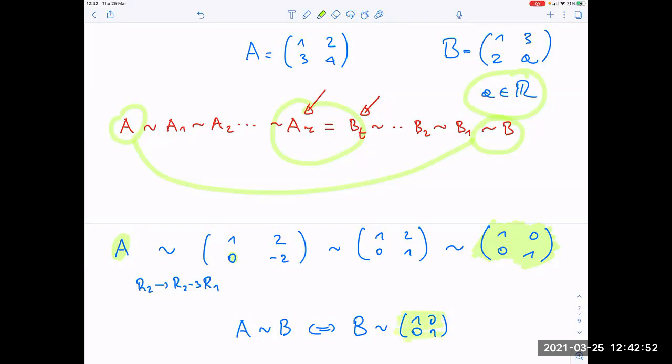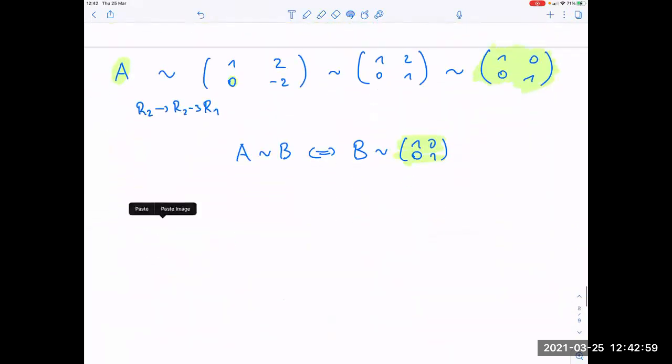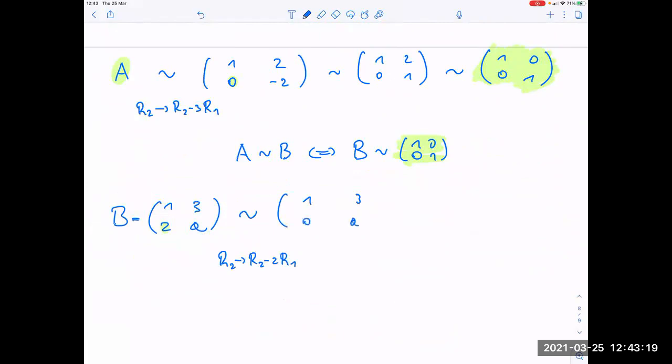So let me copy B for a second. So let's carry it with us here. And then I try to get the identity. So I have to get rid of these two. So the operation is to subtract from the second row twice the first. So to get 0, A minus 6, right?